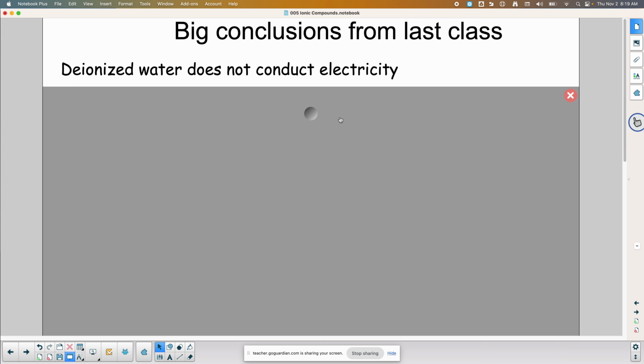Deionized water does not conduct electricity. You've been pretty much told your entire life to keep electricity and water separate from one another, and somehow underlying that is the assumption that water conducts electricity. Turns out water is actually a horrible conductor of electricity. At least deionized water is a horrible conductor of electricity.